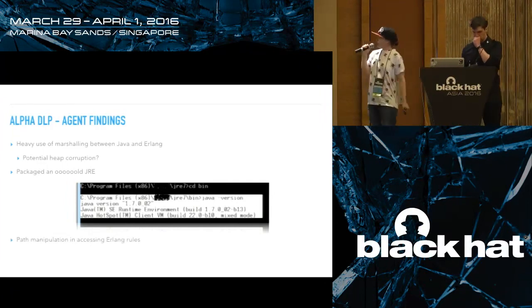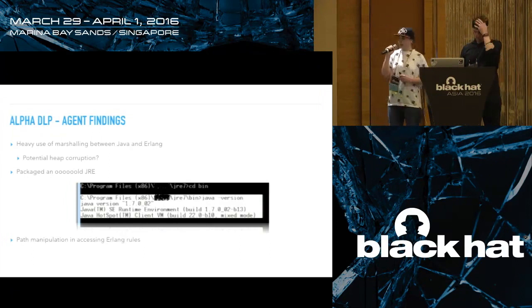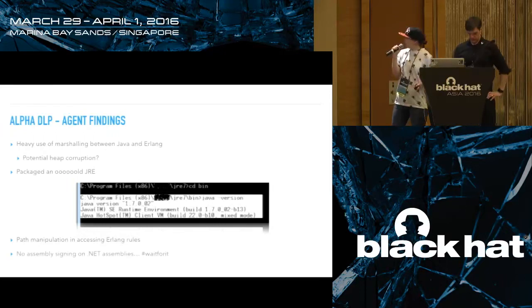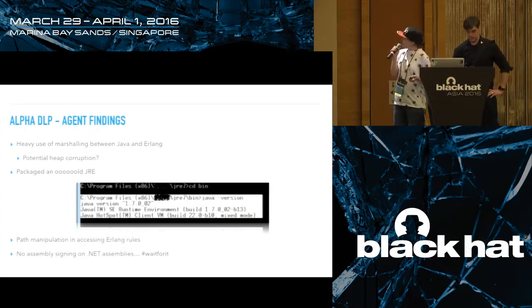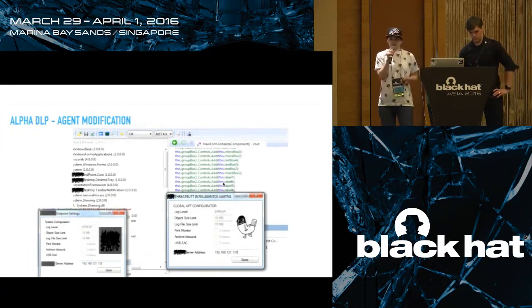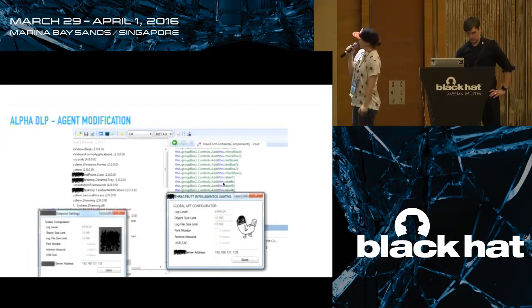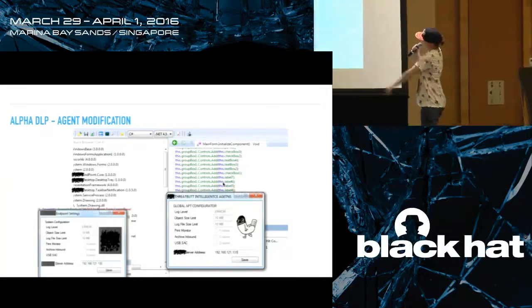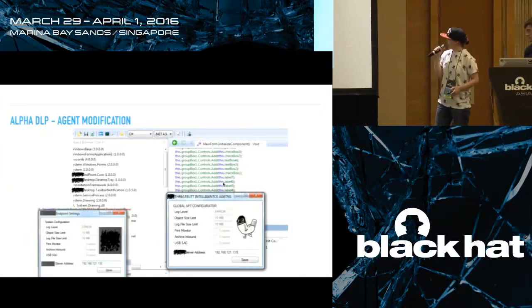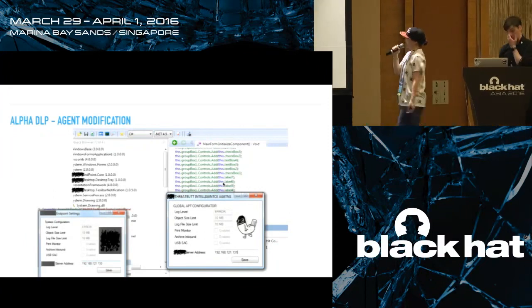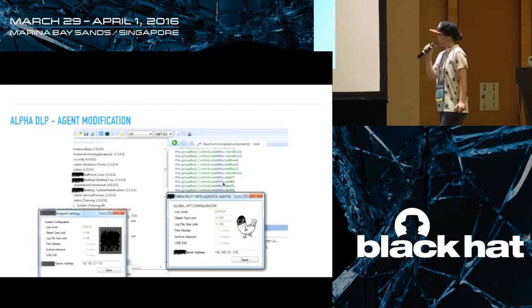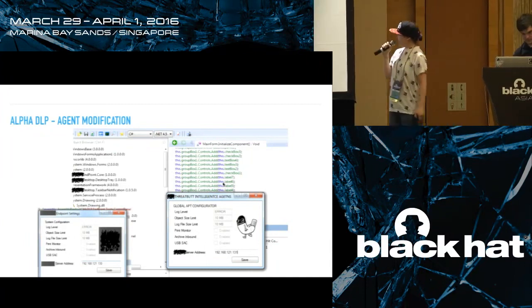There was path manipulation in how the agent accessed the Erlang rules, so maybe a potential to point that agent to something malicious. And there's no assembly signing on the .NET assemblies. This is something that is pretty common and not really the end of the world, but it does make it quite easy to modify an agent to make it do something else, which is what I did here. On the left-hand side, we have the original agent. We've blacked out the logo for anonymity reasons, and here we have modified it to be something way better, which is our new global APT configurator.